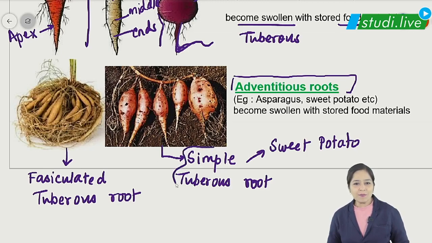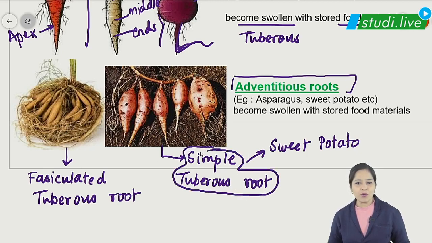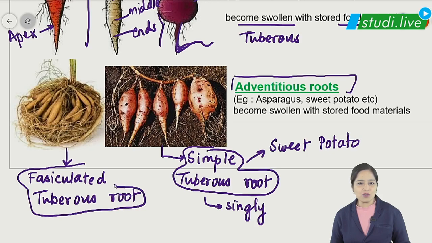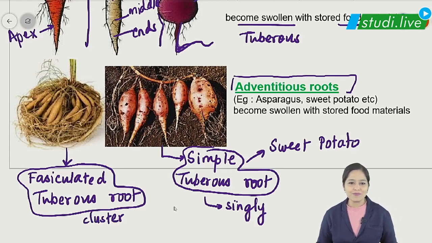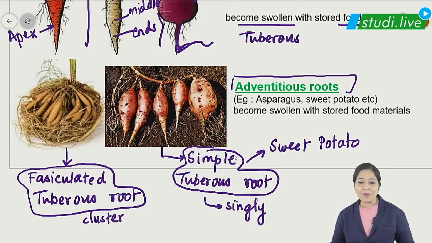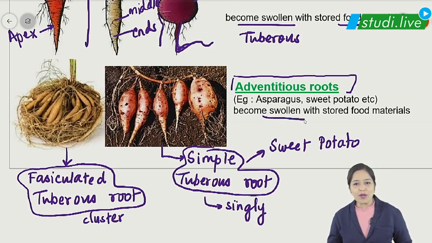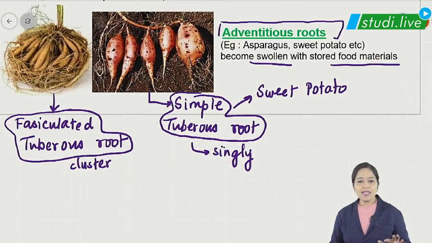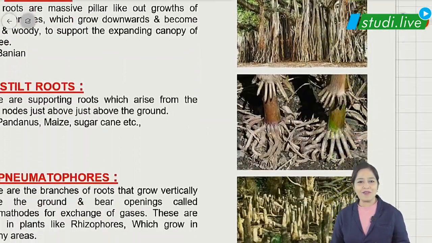Simple tuberous root means they grow singly, and fasciculated means that these roots grow in clusters, which is known as groups. Here we can see they do not have a definite shape. Their shape is irregular and they become swollen because they have stored food materials. That is why they are known as tuberous. Tuberous means they store food and become swollen and fleshy.